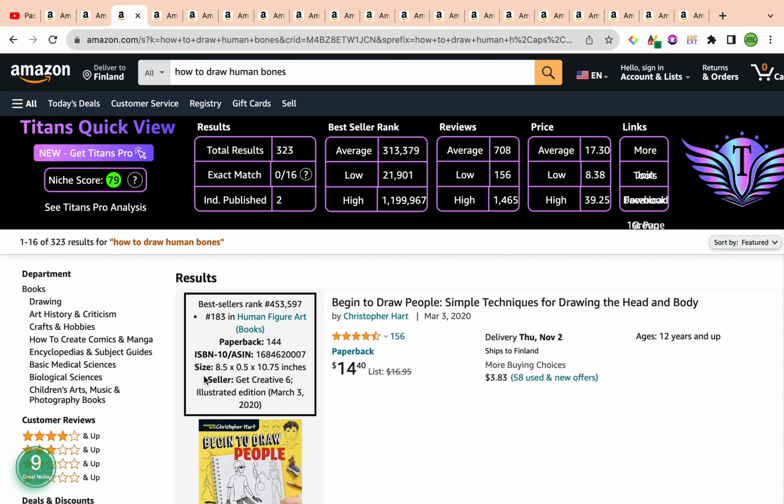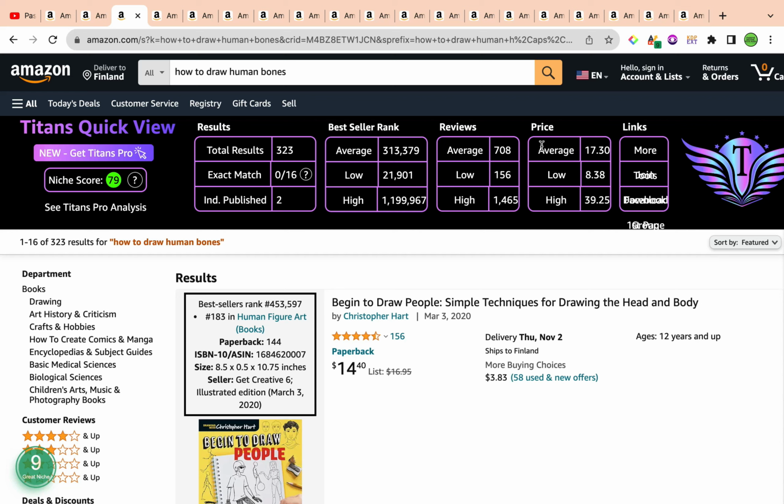First of all, self-publishing Titans Chrome extension has given this a strong, solid keyword niche score of 79, which is amazing. And also, there is a clarification by Amazon Scout Pro Chrome extension, which has given this a number 9 as well, the highest on the scale. Coming to the total results, they're currently sitting at 323, which are below 1,000. We also have the average bestseller rank within that 300,000 range, and it is currently averaging 313,379. Average reviews are 708. Average price is $17.30, and this is basically a book that teaches how to draw human bones.